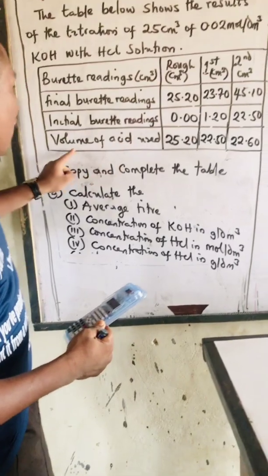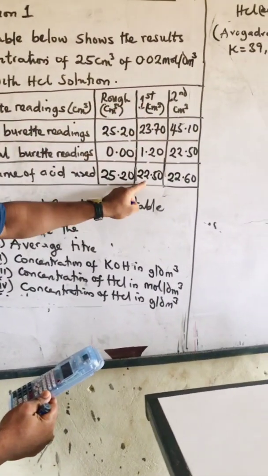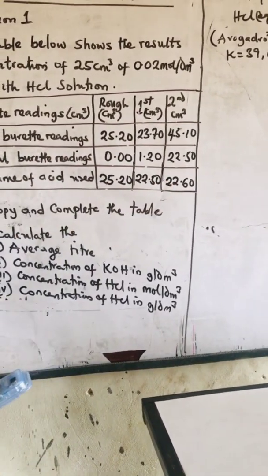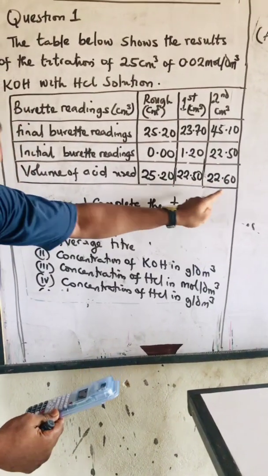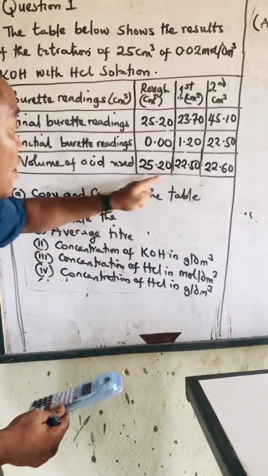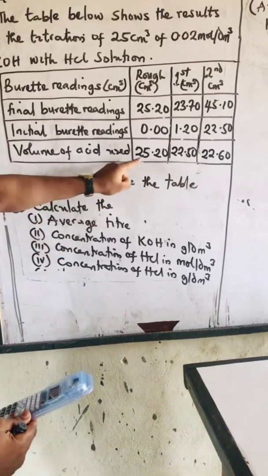If you look at the rough, the volume of acid used for the rough is 25.20. The first one is 22.50. The second one is 22.60. Because this is rough, you can see the value is a bit higher than the rest two values. And that's the reason why, because the difference between the rough and the first and second is so much, we don't use our rough.